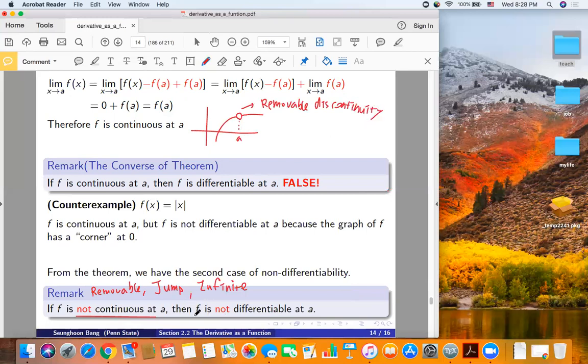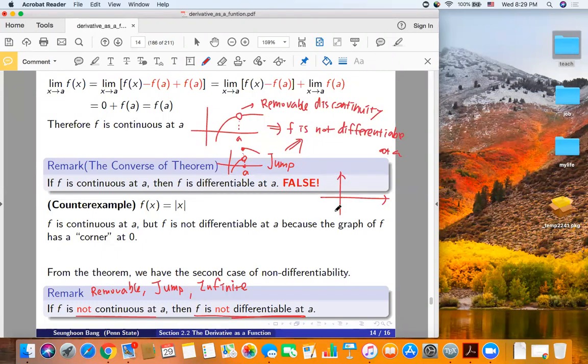So what's that? Function f is not differentiable. Automatically function f is not differentiable at A. This is the idea. Similar, we have a jump discontinuity. Automatically function f is not differentiable at A.